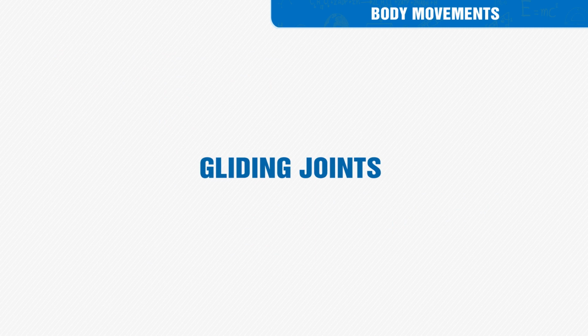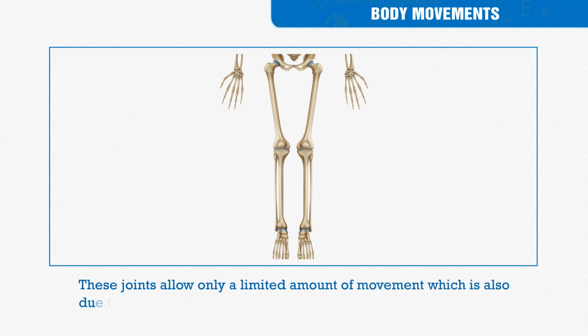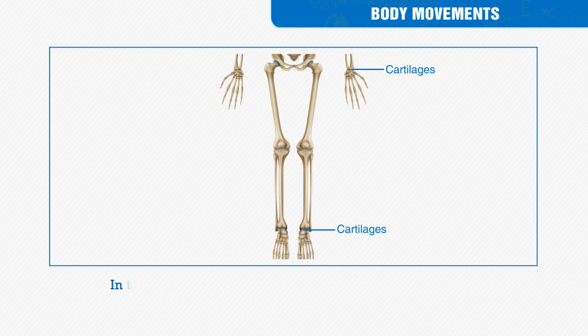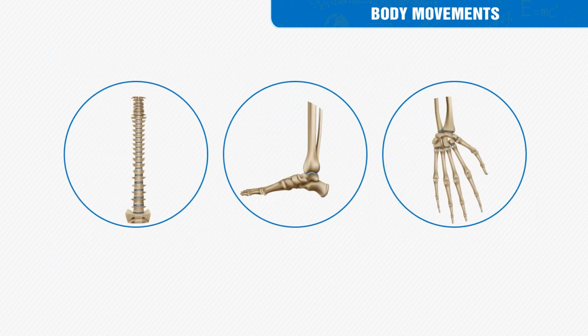Gliding joints. These joints allow only a limited amount of movement, which is also due to the sliding nature of cartilages. In these movements, the two bones slide over each other. These movements can be seen in the backbone, ankle, and wrist.